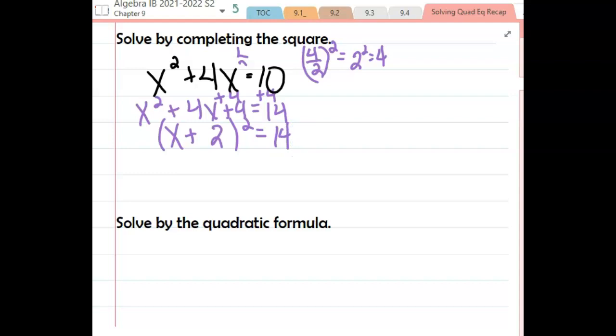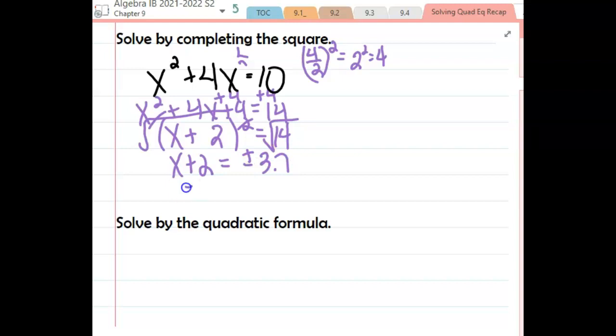Now remember what we do next. If I could get rid of that squared, it would just be x plus 2, which would be super easy to solve. So to get rid of the squared, we square root both sides. The square and the square root cancel each other out. So we just get x plus 2. On the right-hand side, anytime you take that square root, you're going to have that plus or minus. When you take the square root of 14, you get about 3.7.